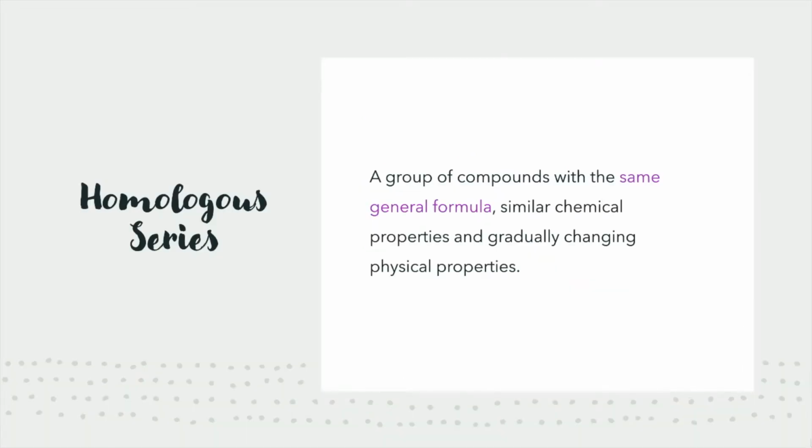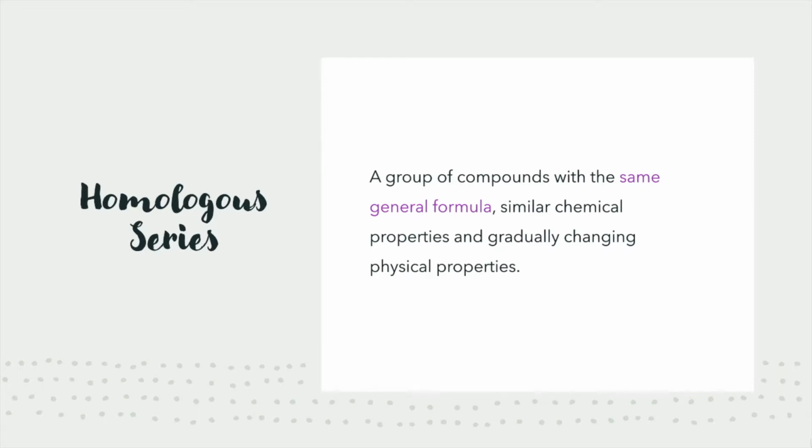Now, a homologous series is our next definition that we are going to look at. It's a group of compounds with the same general formula, similar chemical properties, and gradually changing physical properties. So when we are thinking of physical properties, we are thinking of their state at room temperature, melting and boiling points. So as we go through a homologous series, these things gradually change. They'll either get gradually higher or gradually lower. In terms of chemical properties, how volatile are they? How reactive are they? And what kind of reactions do they take part in?